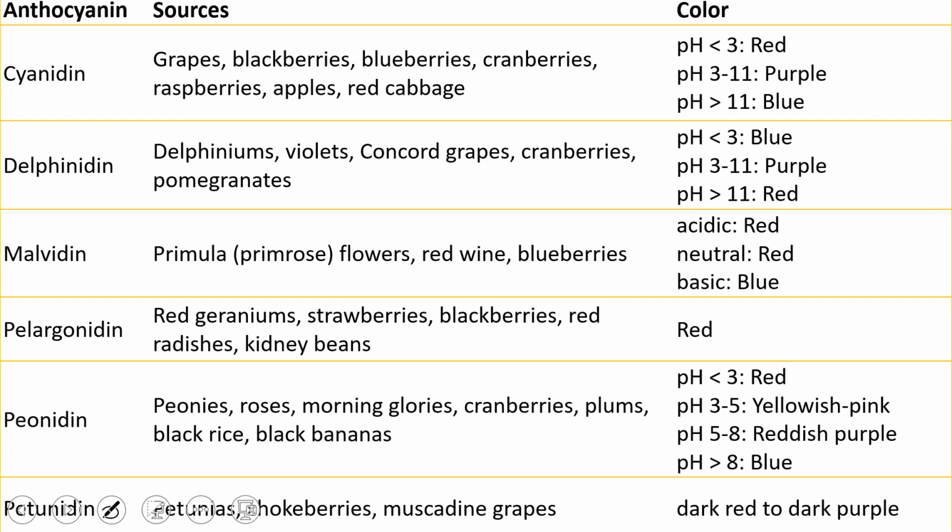raspberry, apples, and cabbage, can also be used as an indicator. If pH is more than 11, it will be blue. If the pH range is 3 to 11, it will be purple. If the pH is less than 3, it will be red. So you can identify in which range it is. Similarly, you can use all other anthocyanins like delphinidin, which also have these colors. Malvidin also gives you this color. Pelargonidin has only one color at all pH. Peonidin will have 4 different colors.